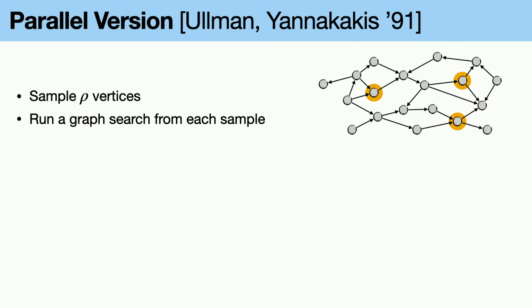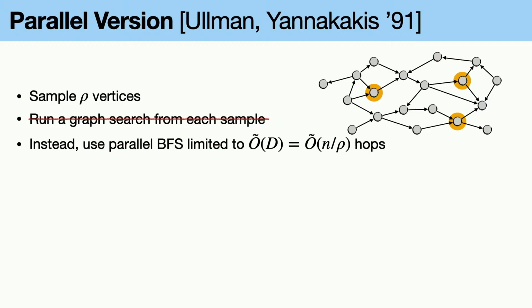Okay, there is a parallel version of this algorithm. This is due to Ullman and Yannakakis. The main ideas are the same. We're going to sample rho vertices and run a graph search from each sample. But instead of doing an arbitrary graph search, we're going to use a parallel breadth first search. And we're going to limit the number of hops that we need to go, which is going to allow us to bound the span. So we're going to limit it to n over rho hops, where n over rho is the diameter we're trying to reach. So in this case, I'll add two of the same shortcuts, but I might not add this third one because those vertices are too far apart. I think the path, the way I've drawn this, has to go up around this way to get down to that vertex.